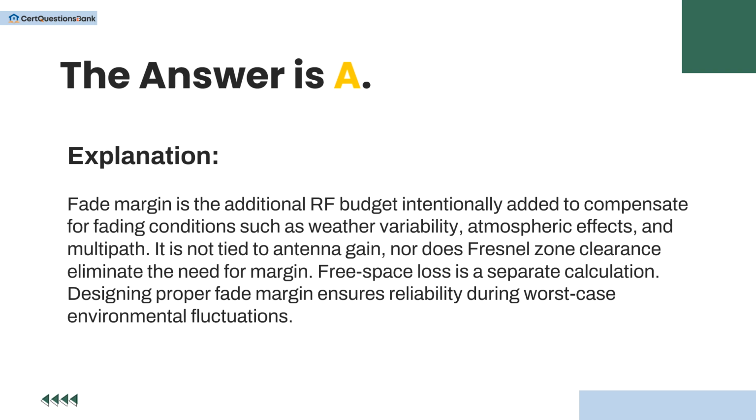Fade margin is the additional RF budget intentionally added to compensate for fading conditions such as weather variability, atmospheric effects, and multipath. It is not tied to antenna gain, nor does Fresnel zone clearance eliminate the need for margin. Free space loss is a separate calculation. Designing proper fade margin ensures reliability during worst-case environmental fluctuations.